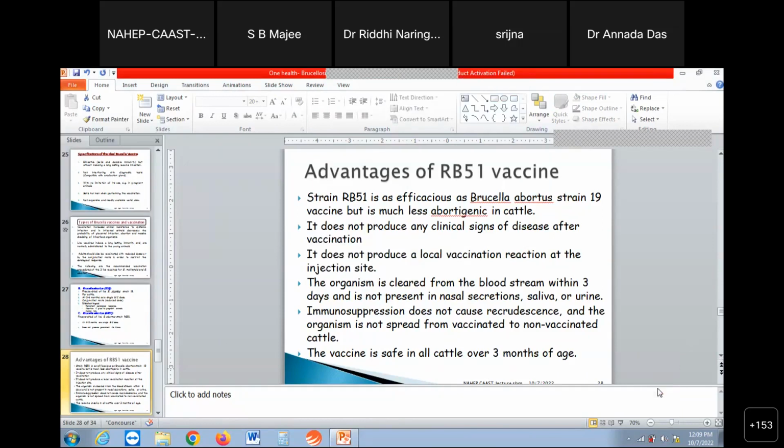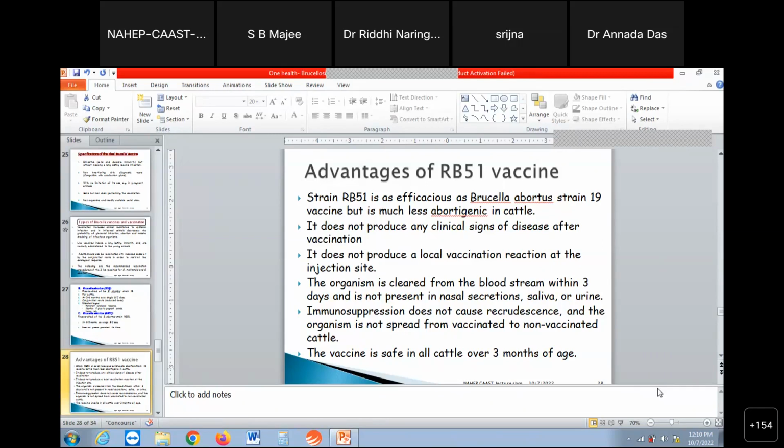It is as efficacious as Brucella strain 19, but less abortogenic, does not produce any clinical signs after vaccination, and does not produce a local vaccination reaction. It can be cleared from the bloodstream within 3 days, and is not present in the nasal secretion, saliva or urine. So this is the biggest advantage of using the RB51. The immunosuppression does not cause recrudescence. That means there is no reversion to virulence, nor does the animal develop the disease. It is not spread from vaccinated to non-vaccinated animals, which is seen in case of S19. And it is safe for all cattle over 3 months of age.